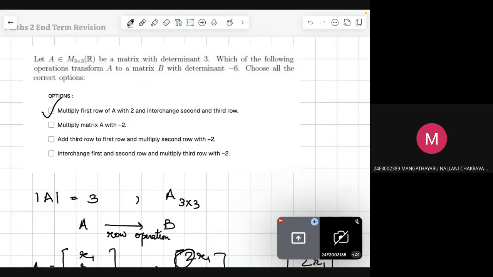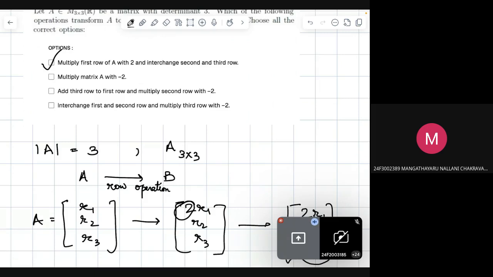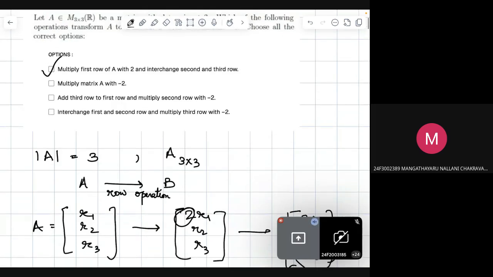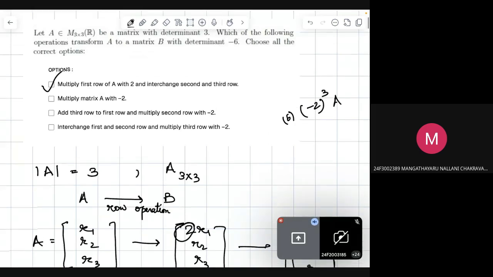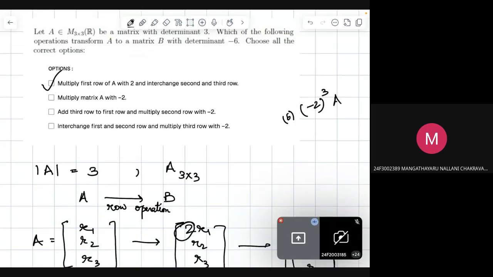Then the matrix is multiplied by -2. When the matrix is multiplied by -2, all the rows are getting multiplied by -2, which means (-2) raised to the power 3 into determinant of A. That becomes the determinant in case of option 2, which is not what we want. We want -6. So this is not the correct option.